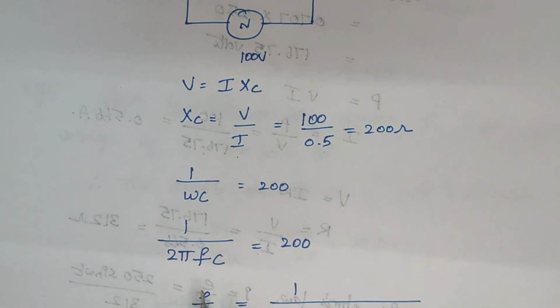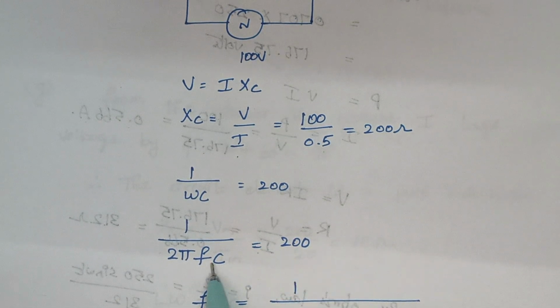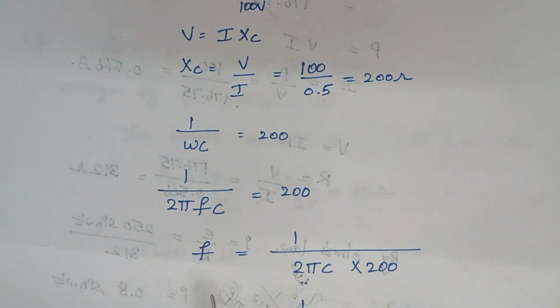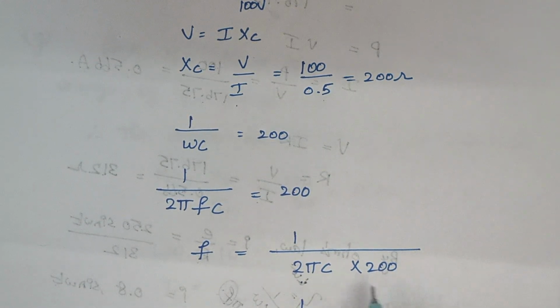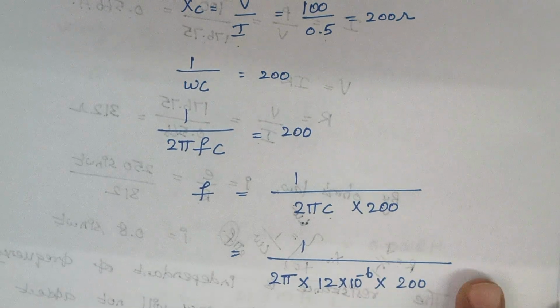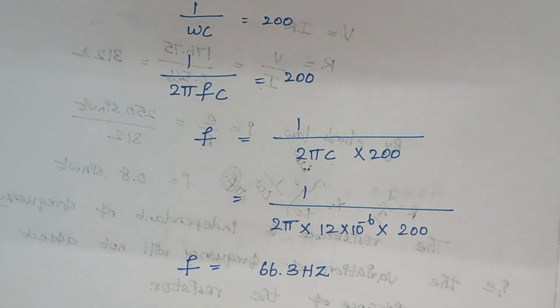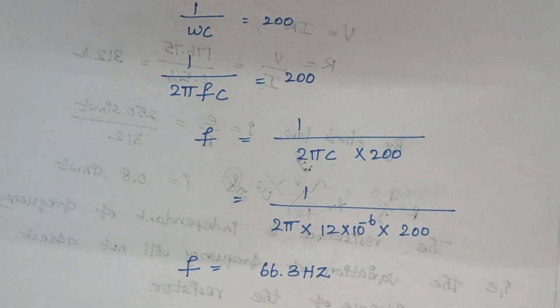So we need to calculate the value of frequency. Just move the frequency to the left hand side and bring the XC value of 200 to the right. So f is given by 1 by 2 pi C into 200. The value of capacitance is given in the problem, 12 into 10 to the power minus 6. Once you solve this, the value of frequency is calculated as 66.3 hertz. So here comes the end of the problem. If you have any doubt, let me know in the comment section. All these problems are solved by using the basic formulas. So that's it. Thank you.